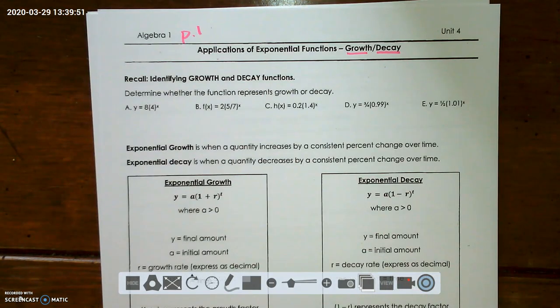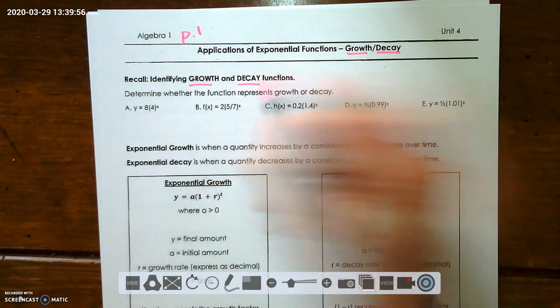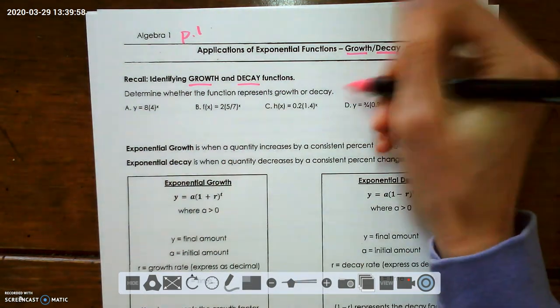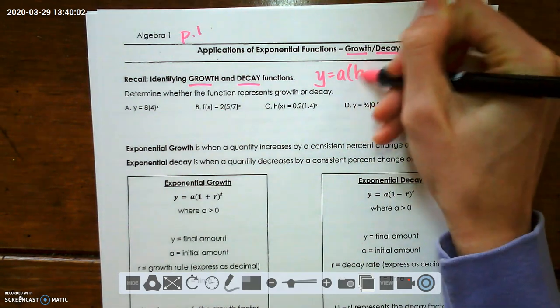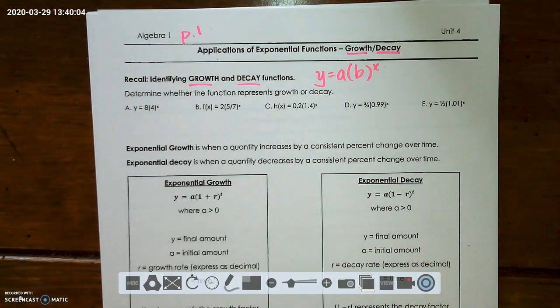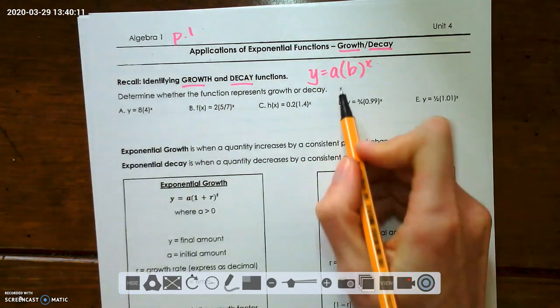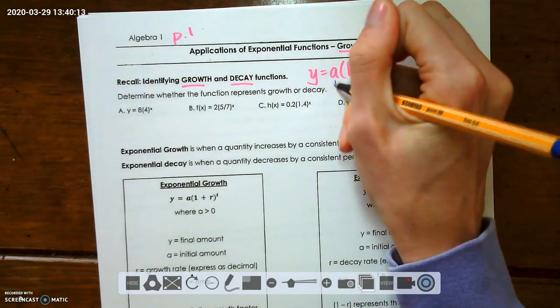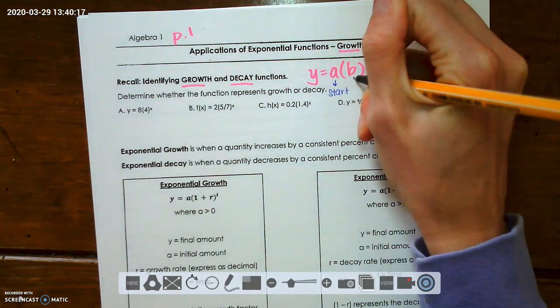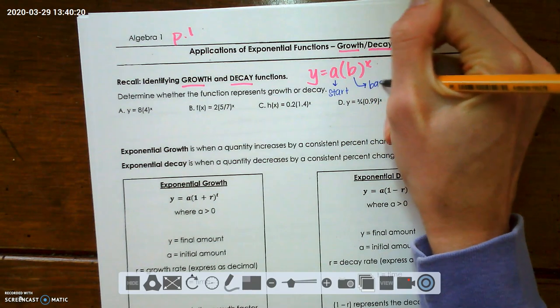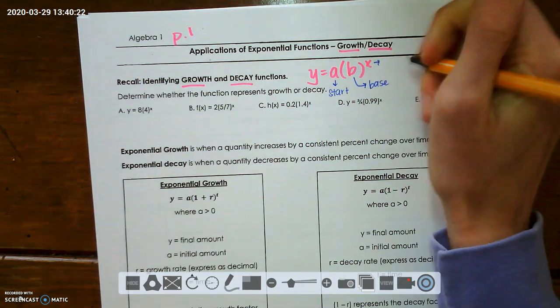So something that we already did is we know how to identify whether it's a growth function or a decay function. Remember, we're looking at y equals a times b to the x, all right? Most of these aren't going to have any transformations. So when we're in a times b to the x form, a is the start amount, b is the base, and x is your exponent.